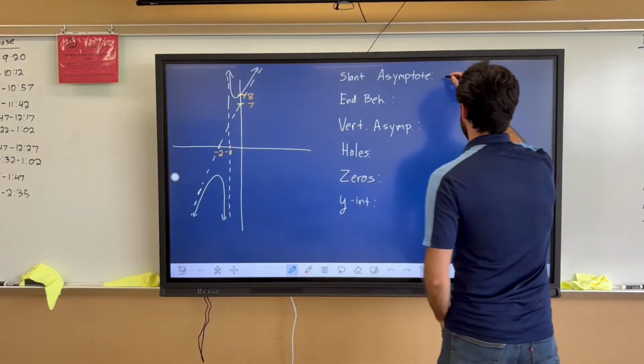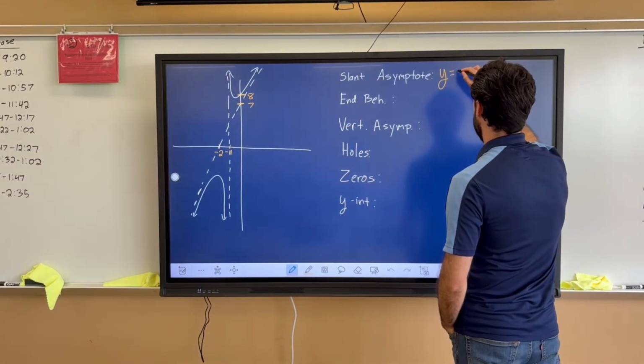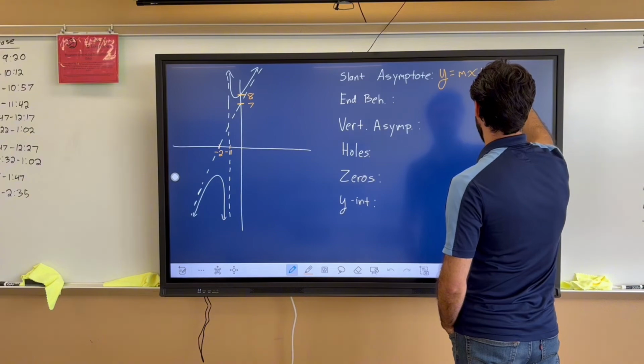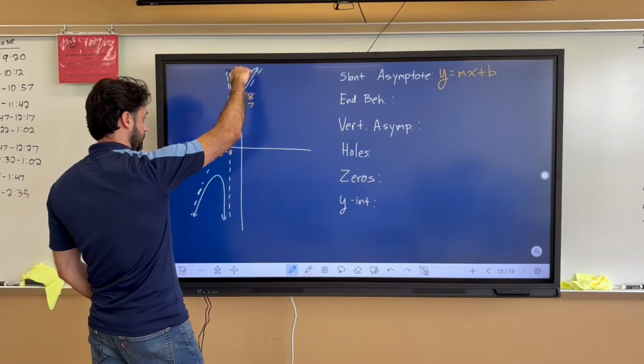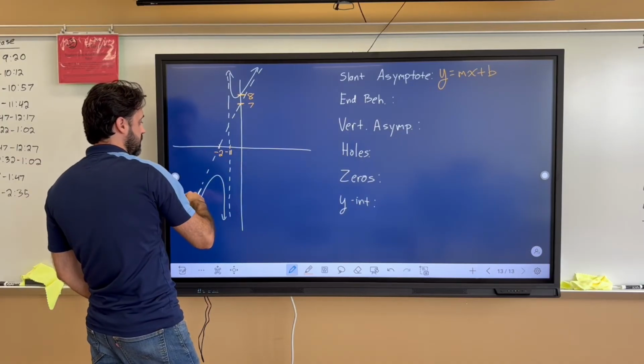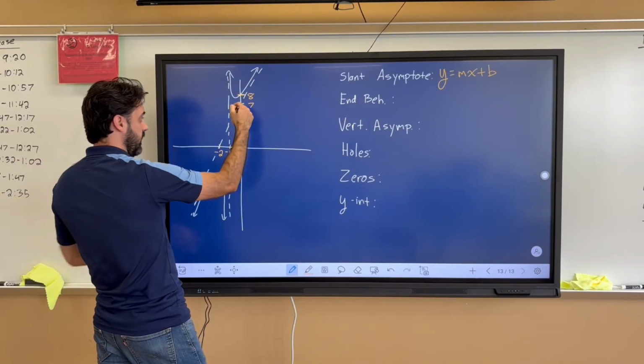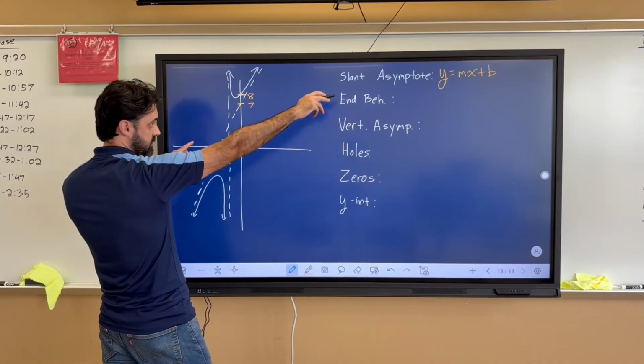For now, I'm just going to write this as y equals mx plus b. I'm doing that because it's a linear function, right? It's going straight. It's not curving. So I'm going to write this as y equals mx plus b. At the end of this example, we're going to go back and try to figure out the actual values for m and for b.